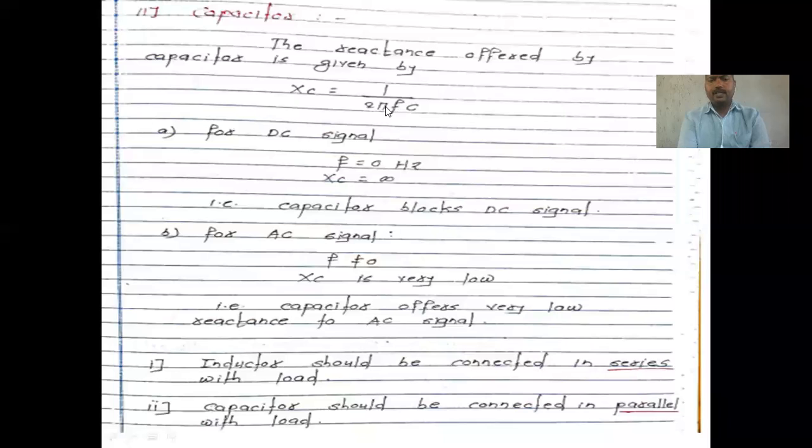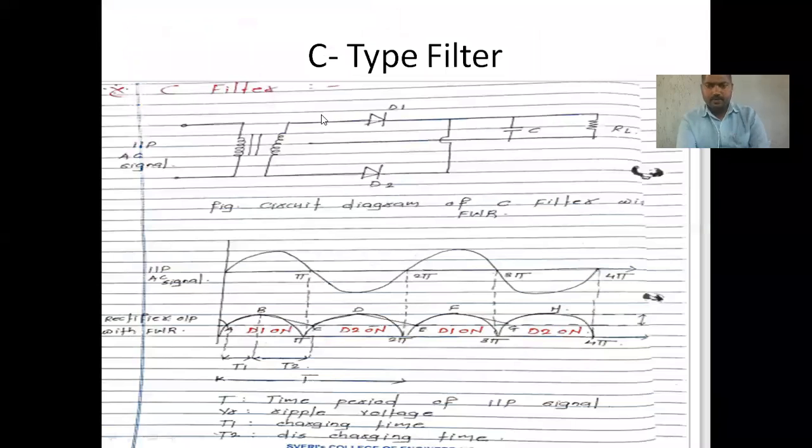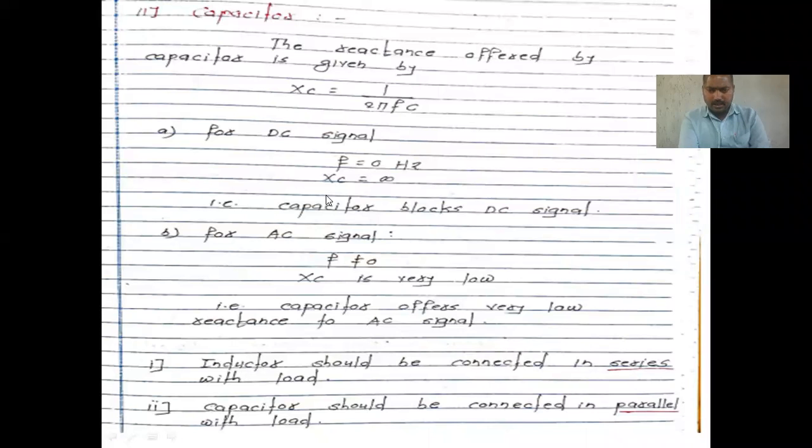So 5 into 2 is 10, and 1 divided by 10 gives a value less than 1. So it has less value, less than 1. What this indicates is that capacitive reactance has a very small value when an AC signal is applied across it. So in case of AC, the signal passes through it. Why does it pass? Because the capacitor offers very low reactance for the AC signal.